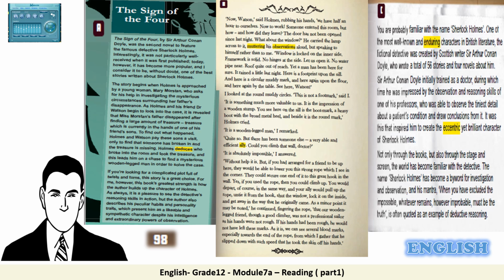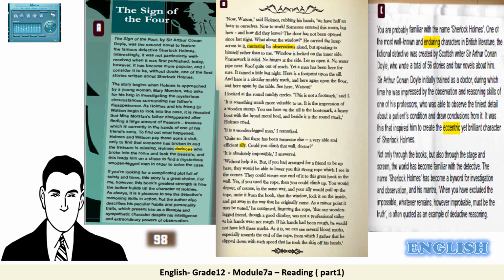As a minor point, it may be noted, he continued, fingering the rope, that our wooden-legged friend, though a good climber, was not a professional sailor, as his hands were not rough. If his hands had been rough, he would not have left these marks. As it is, we can see several blood marks, especially towards the end of the rope, from which I gather that he slipped down with such speed that he took the skin off his hands.